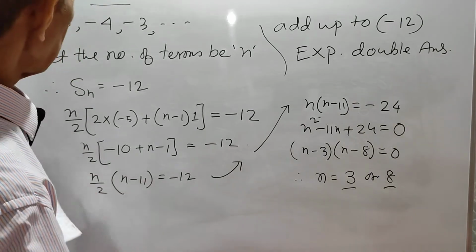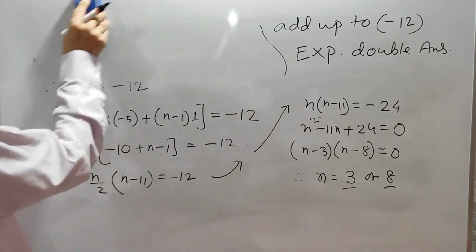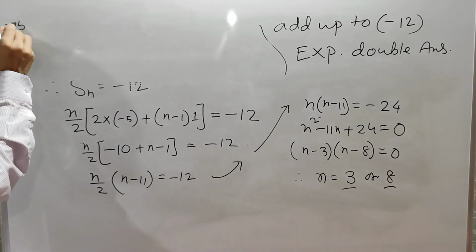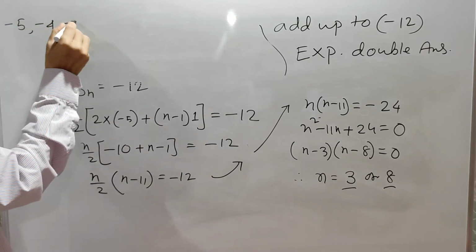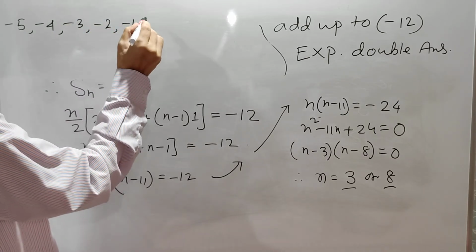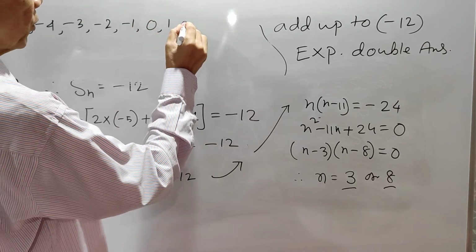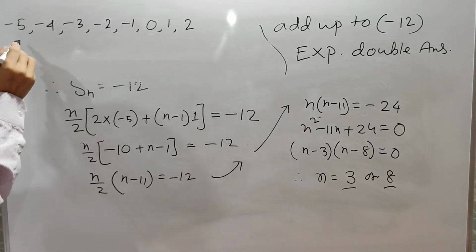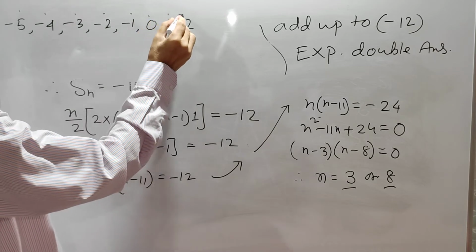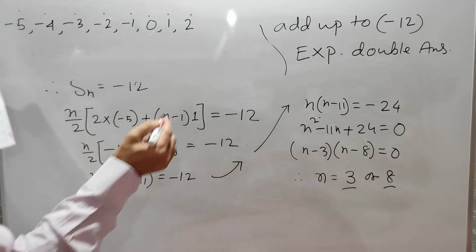Isn't it? So you see, what was the AP? Minus 5, minus 4, minus 3, then minus 2, then minus 1, then 0, then 1, 2. So here this is the first term, second term, third term, fourth term, fifth term, sixth term, seventh term, 8 terms. So you see, the sum of 3 terms is minus 12.